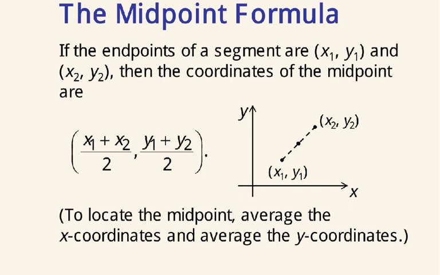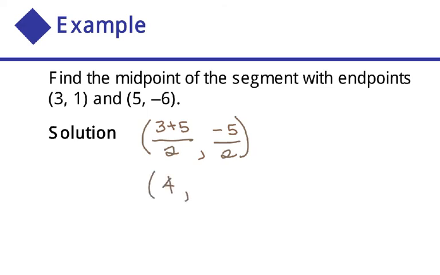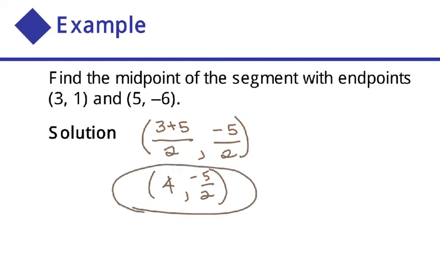Nice. So to find the midpoint of this segment, you would add 3 and 5 together, you'll get 8, and divide by 2. You'll add 1 plus negative 6, which is negative 5, and divide by 2. So 8 divided by 2 is 4. And you can just leave this in this form, negative 5 halves. And that is the midpoint of the segment.